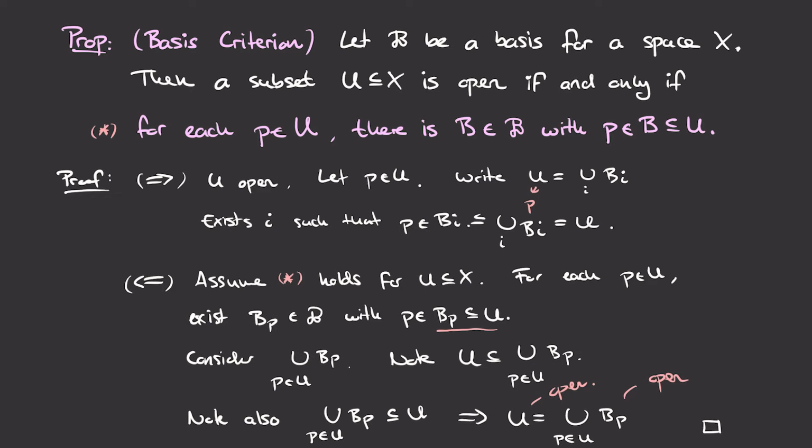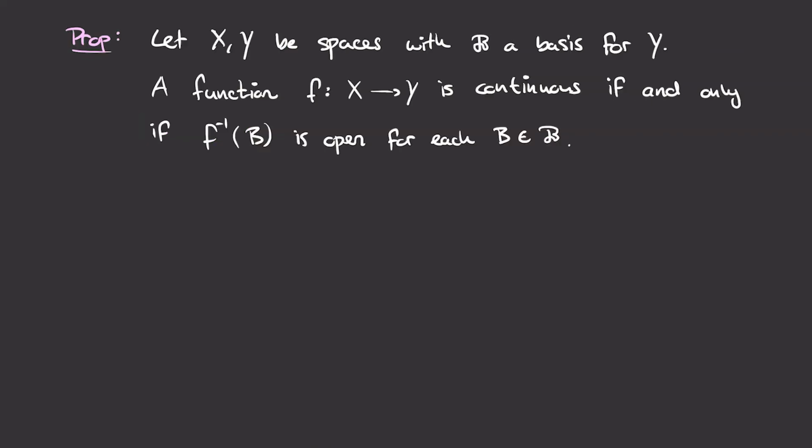So we've seen that we can determine whether a subset is open based solely on basis elements. And in fact, the next proposition says that we can actually determine whether a function is continuous, also based solely on basis elements. So the proposition states that if we have two spaces, X and Y, and B is a basis for Y, then a function f from X to Y is continuous if and only if the preimage of every basis element is again an open set in X.